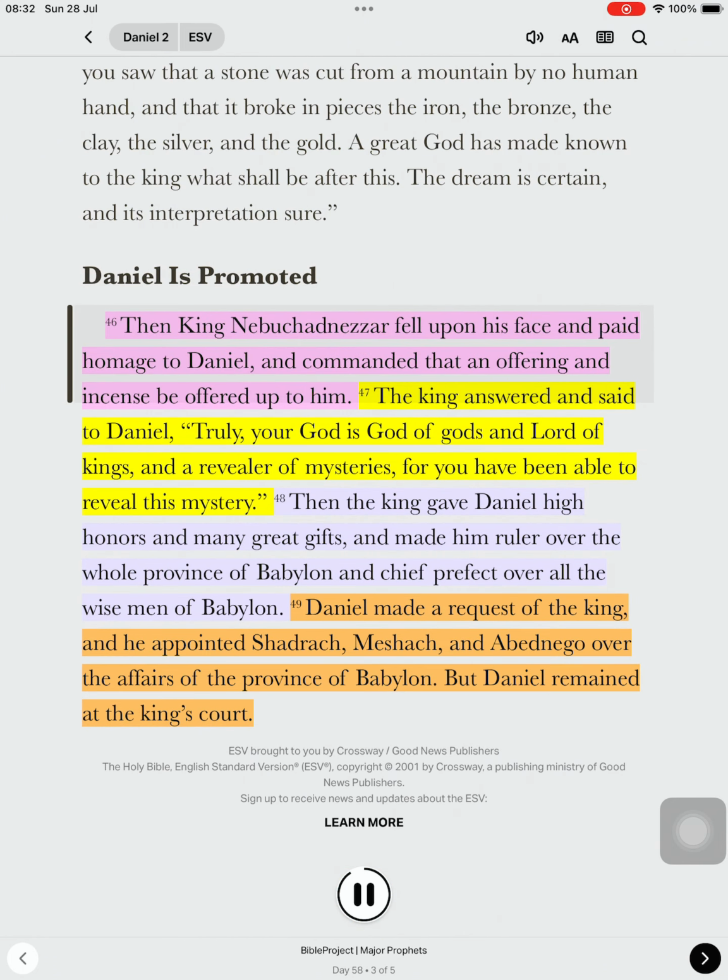Then King Nebuchadnezzar fell upon his face and paid homage to Daniel, and commanded that an offering and incense be offered up to him. The king answered and said to Daniel, "Truly your God is God of gods and Lord of kings and a revealer of mysteries, for you have been able to reveal this mystery." Then the king gave Daniel high honors and many great gifts, and made him ruler over the whole province of Babylon and chief prefect over all the wise men of Babylon. Daniel made a request of the king, and he appointed Shadrach, Meshach, and Abednego over the affairs of the province of Babylon. But Daniel remained at the king's court.